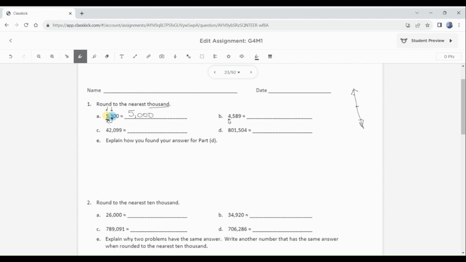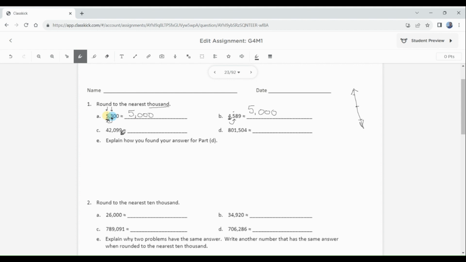Over here to letter B, again, I'm rounding to the nearest thousand, so I should identify the digit in the thousands place. In this case, it's the 4. Then I peek over at the digit to the right, in the hundreds place. Since this one is a 5, that is going to bump this 4 up to the next digit. So after 4 comes the number 5, and all of these change to zeros. So 4,589 would round up to 5,000. It's closer to 5,000 than it is to 4,000.